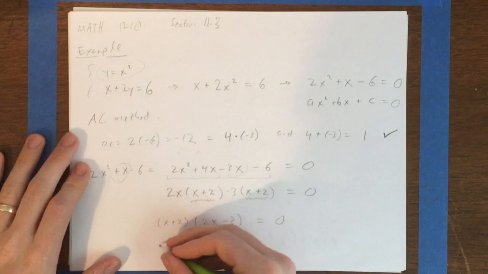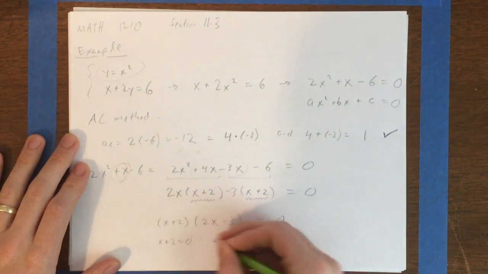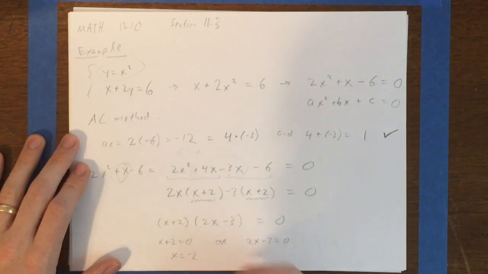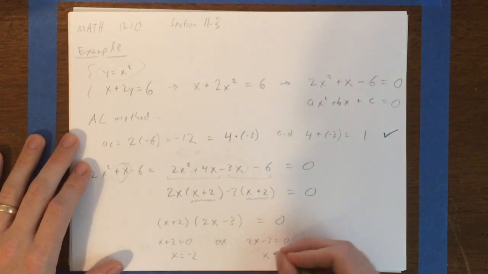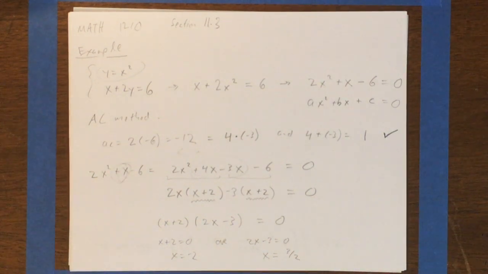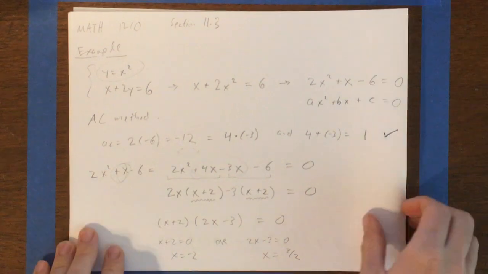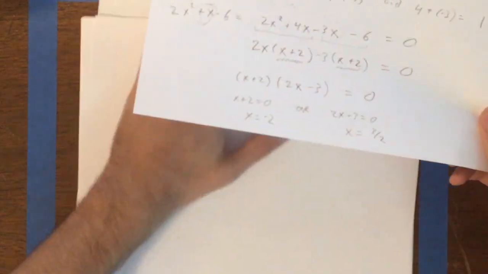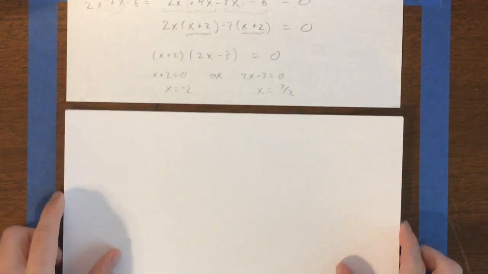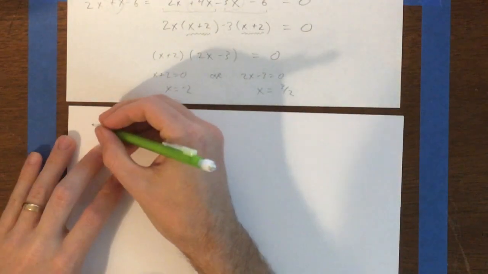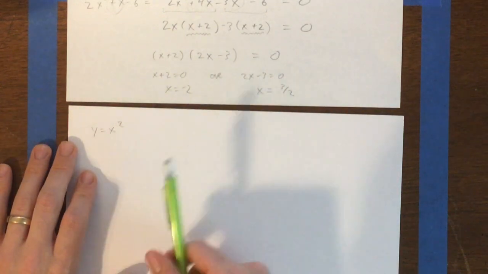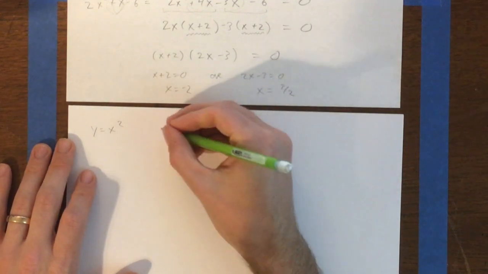So now we can say x plus 2 equals 0, or 2x minus 3 equals 0. And this gives me two solutions: x equals negative 2, or x is going to equal 3 halves. So I'm not done. We've solved for x, but what we want to do here is go and figure out what the y values would be. So we found the x values. Now we're going to go back and say, well, recall how y was equal to x squared. We have two different possible x's. We need to find the corresponding y's.